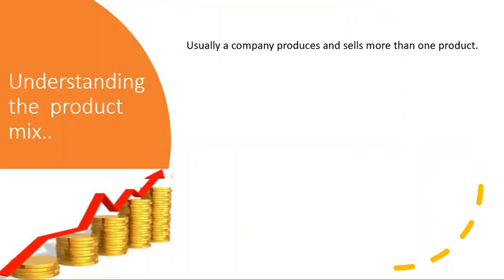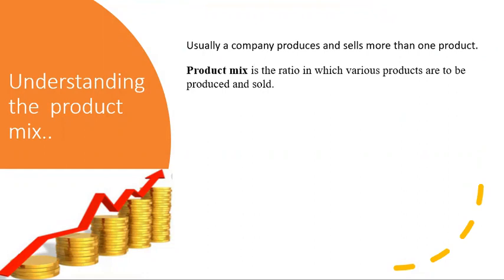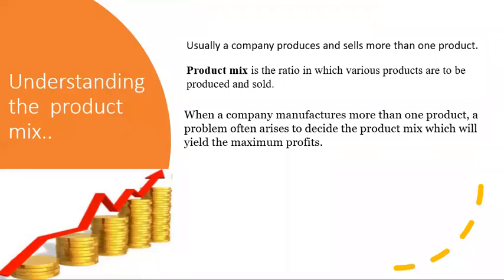Now, what is product mix? Usually a company produces and sells more than one product. Product mix is a ratio in which various products are to be produced and sold. When a company manufactures more than one product, a problem often arises to decide the product mix which will yield the maximum profit. In simple terms, if a company produces many products, then they have to decide which product to produce in more quantities to maximize their profit.